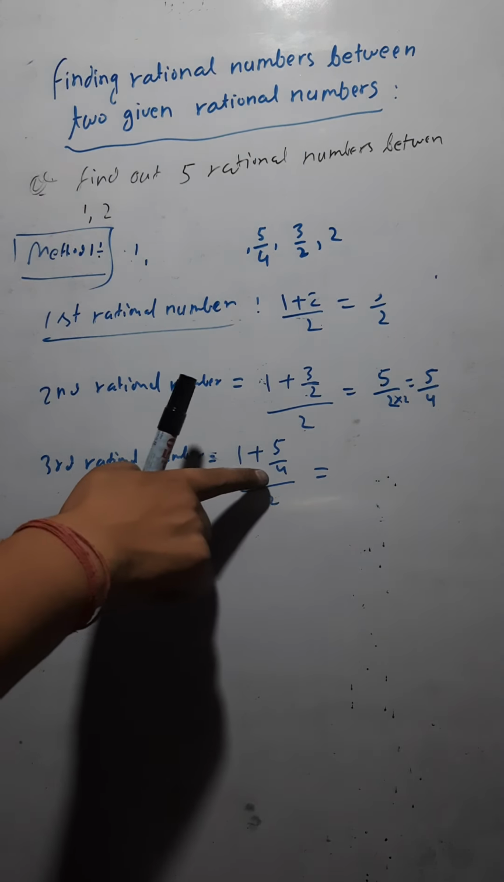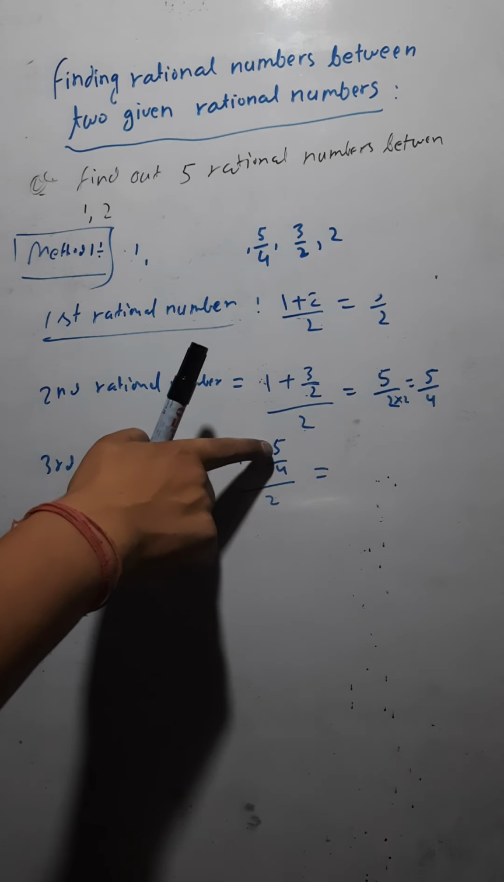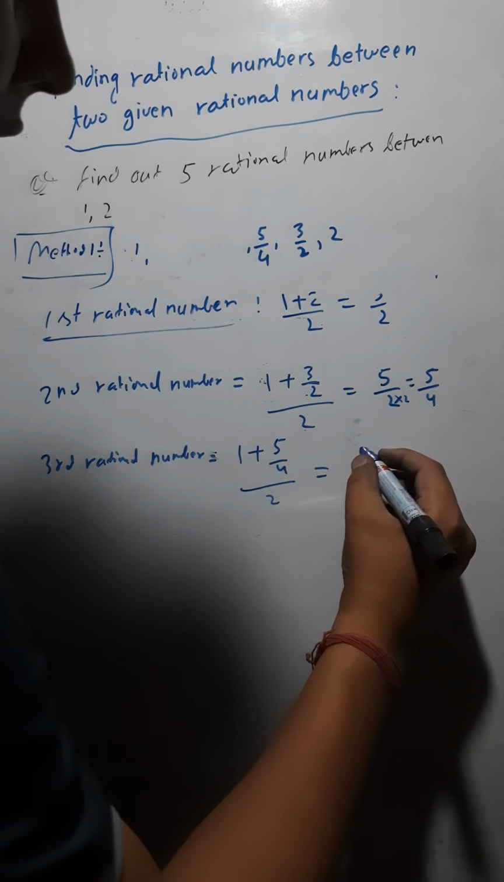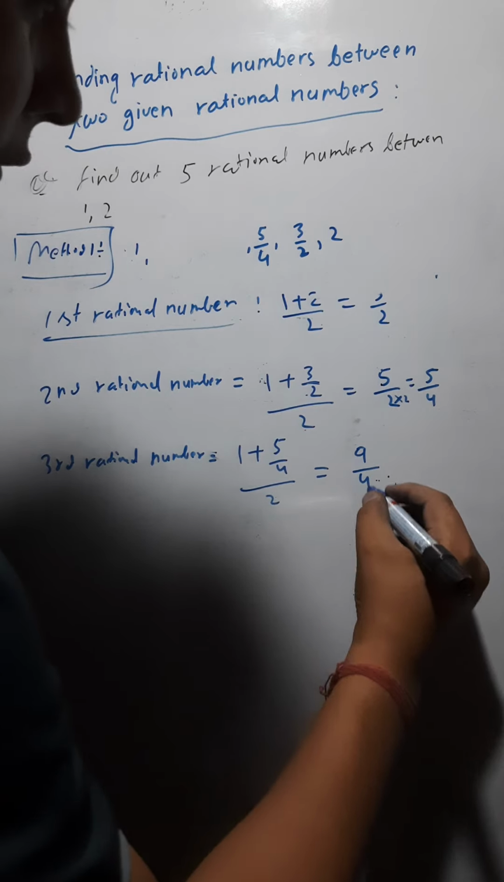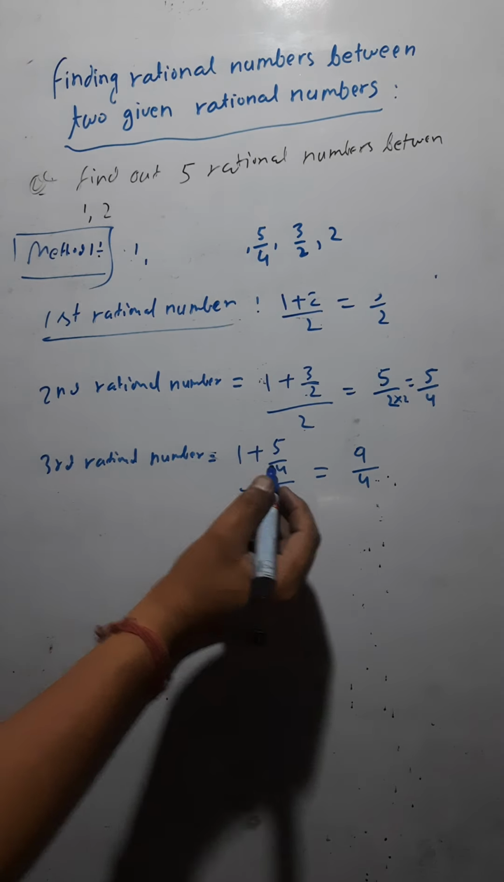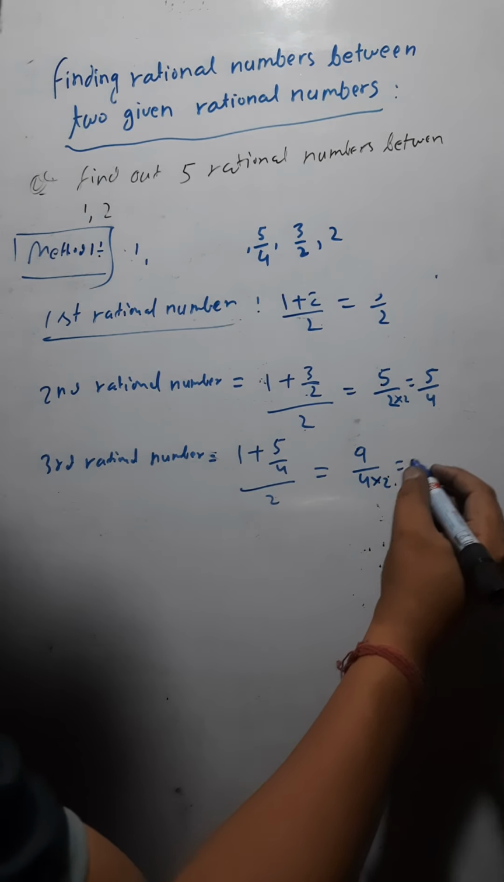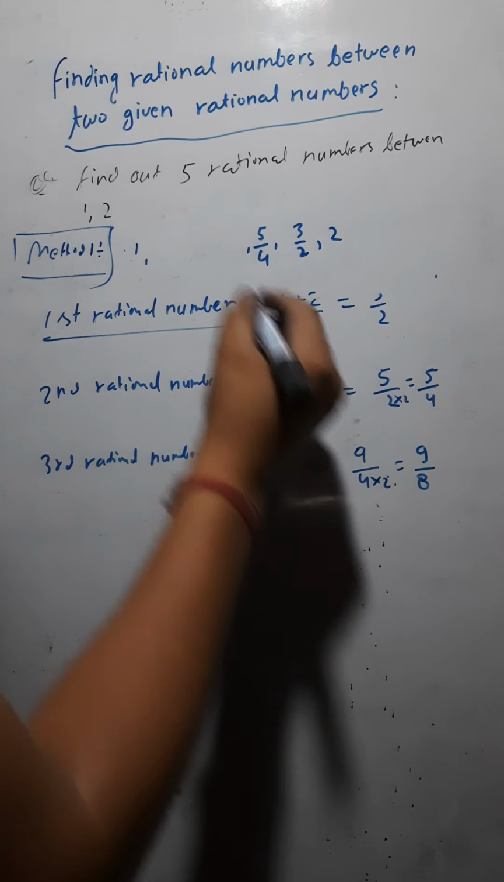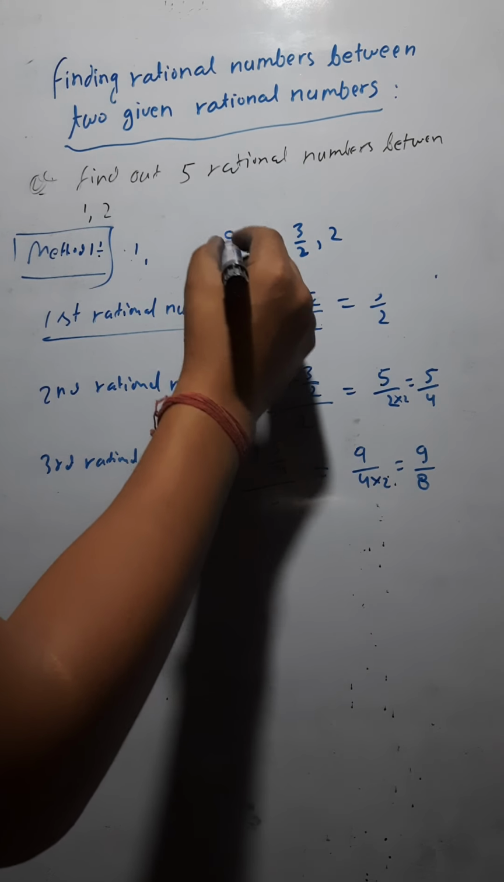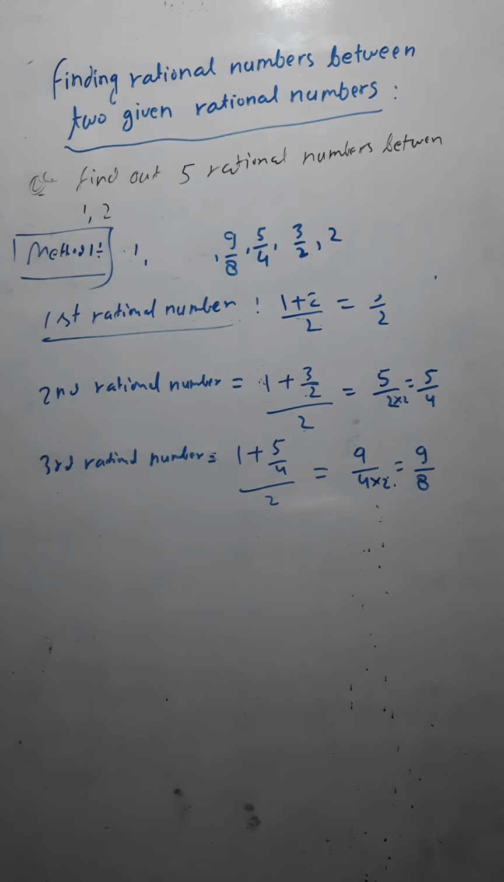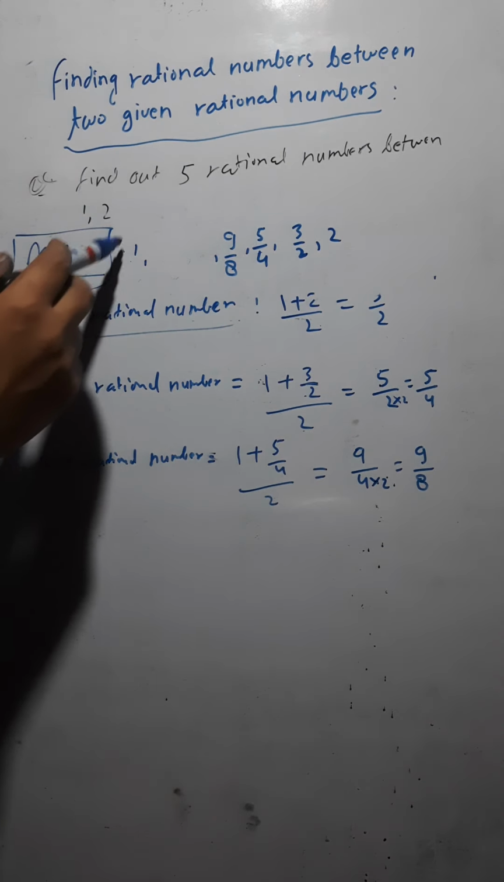Okay, just solve this. 4 ones are 4, 4 plus 5, 9 by 4. And these two would be multiplying here, so it would become 9 by 8. So 9 by 8 would be the third rational number. We have found three rational numbers between 1 and 2.